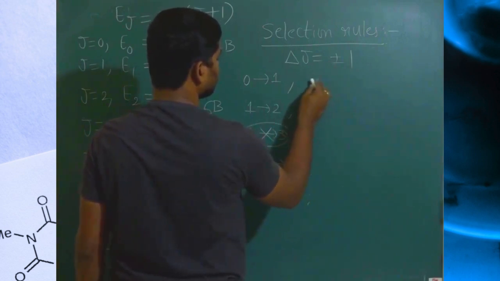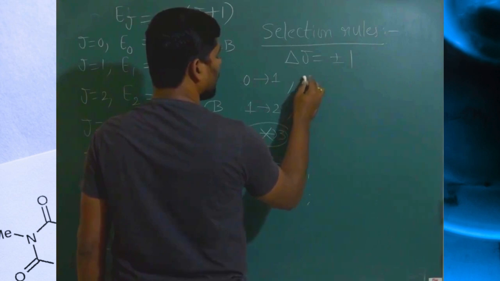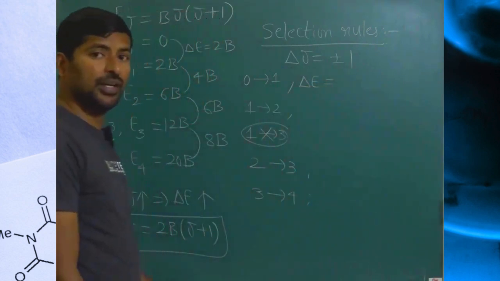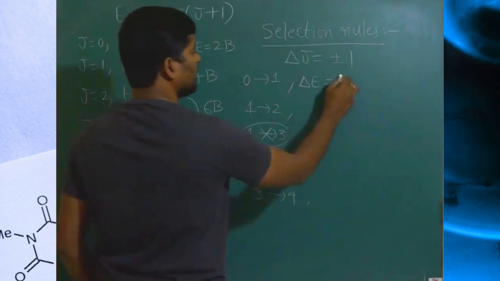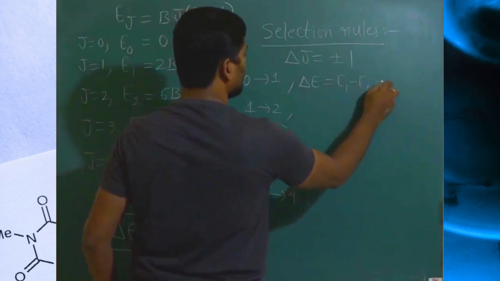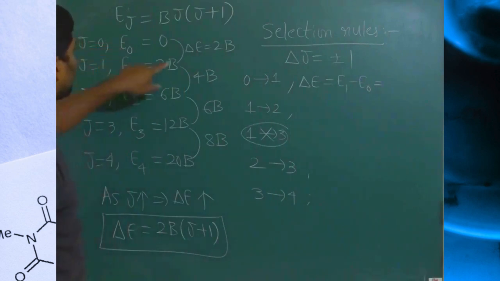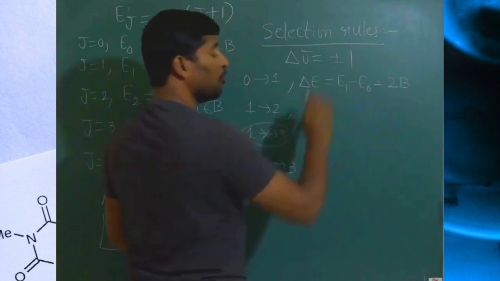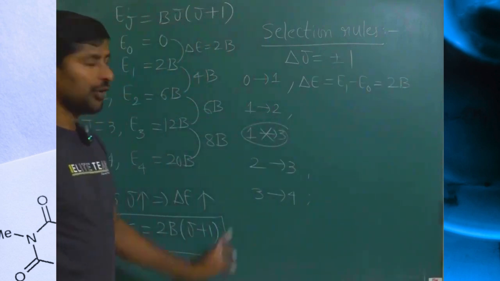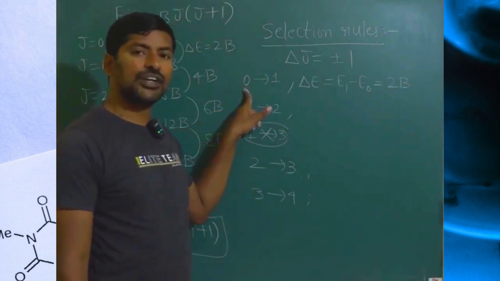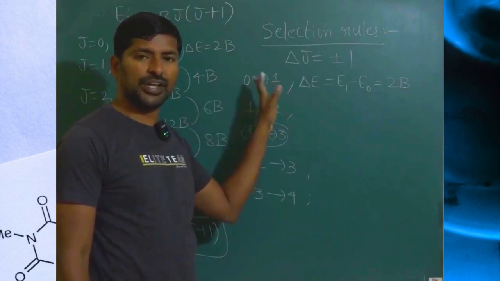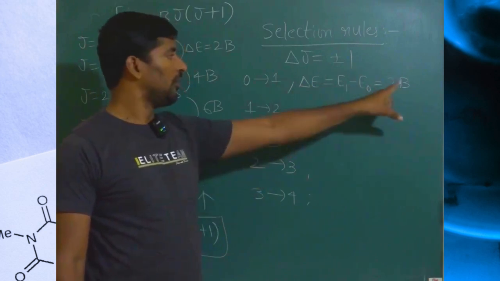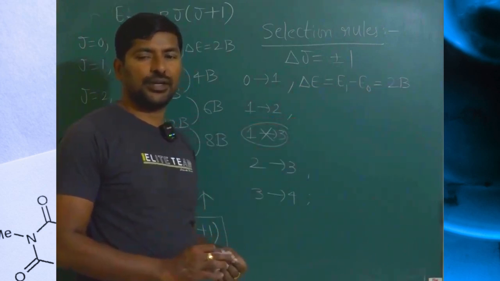Now 0 to 1 is an allowed transition. So what about the energy absorbed during this transition? Energy absorbed is nothing but the gap between those two levels, that is E1 level and E0 level. What is the gap between E1 and E0 level? That is 2B. That means we get a signal at 2B centimeter inverse. Whenever we apply microwave radiation, if a rotational transition occurs from the 0 level to the first level, we will get a signal at 2B centimeter inverse.